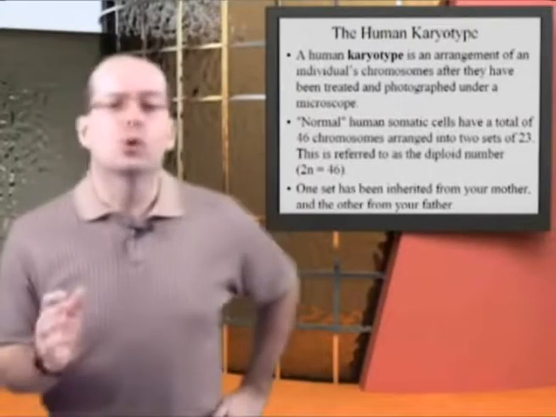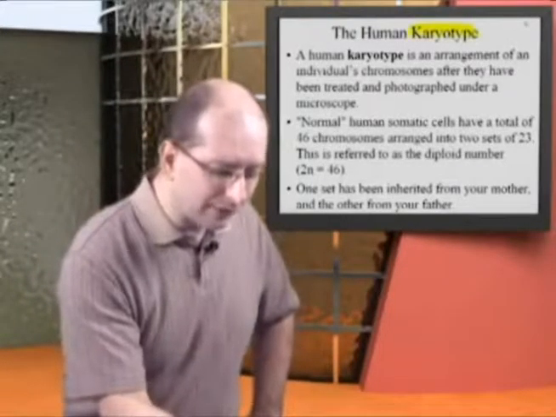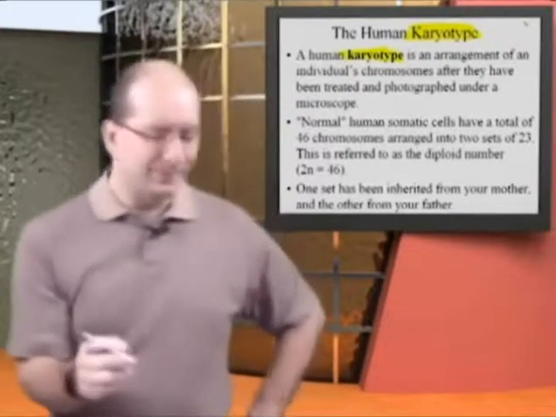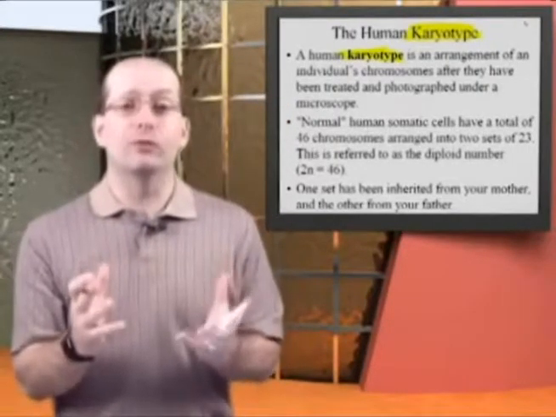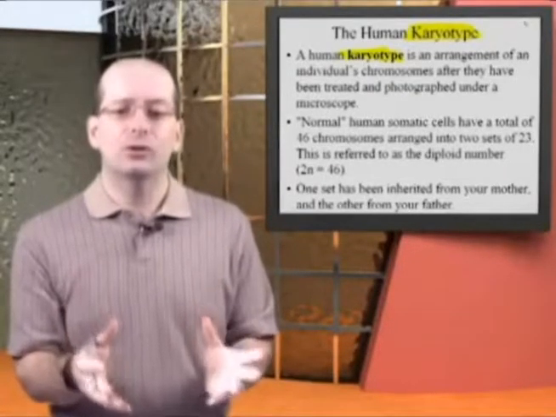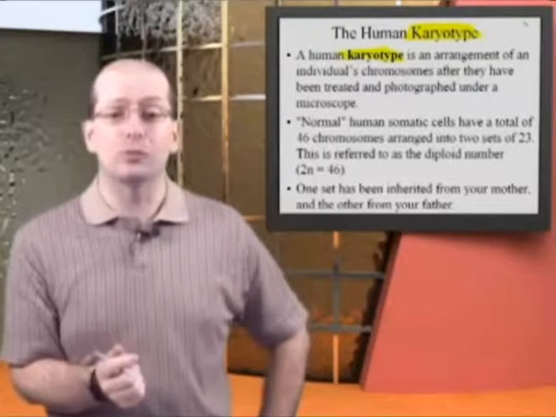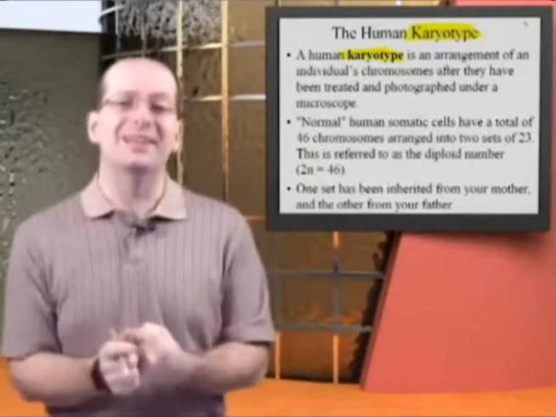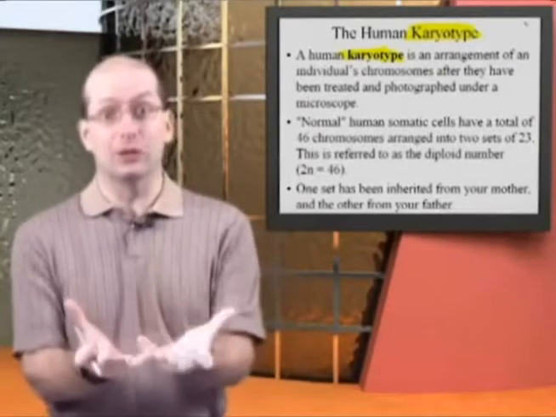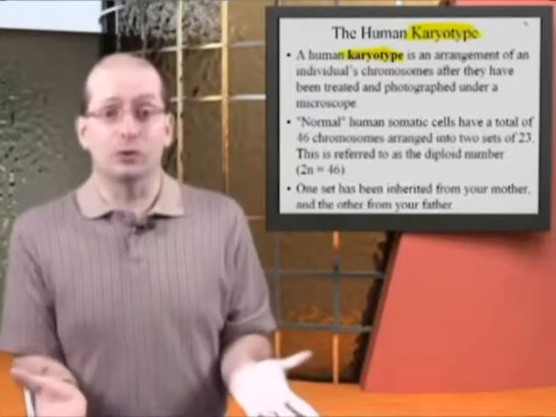Okay? So in order to understand this, we want to get some terminology down, and we want to look at the human karyotype. So as I say here, a karyotype refers to the structure of the genome chromosomally, but we say a karyotype is a picture, basically. It's an arrangement of an individual's chromosomes after we've isolated them, stained them, and photographed them under a microscope. We can literally see those chromosomes. They're big enough, I think you've gathered.